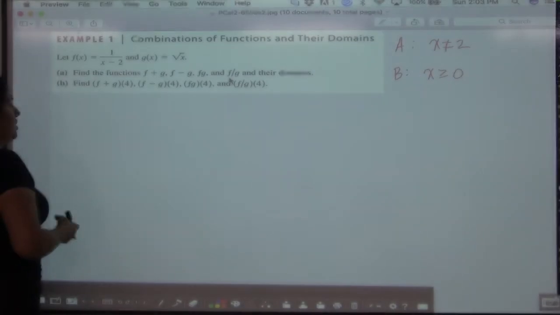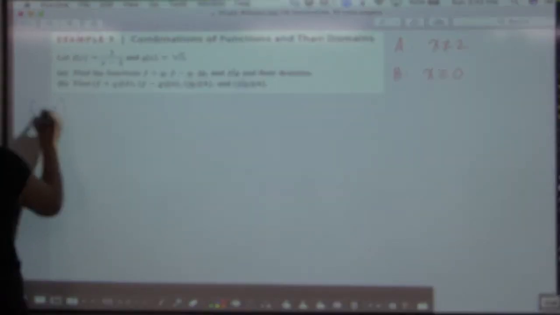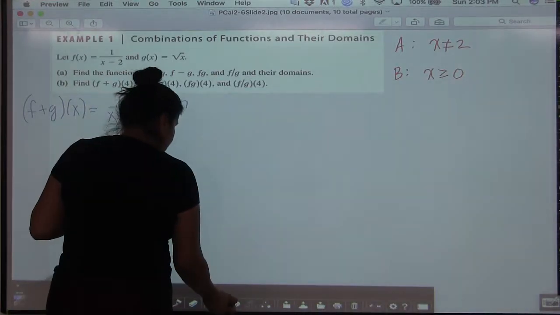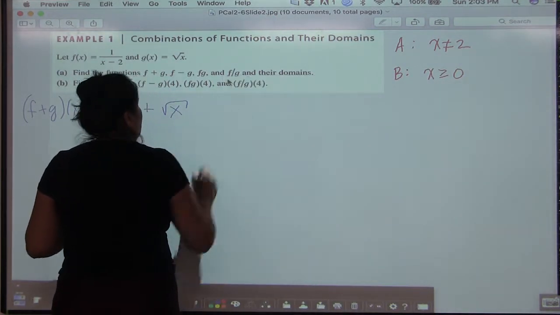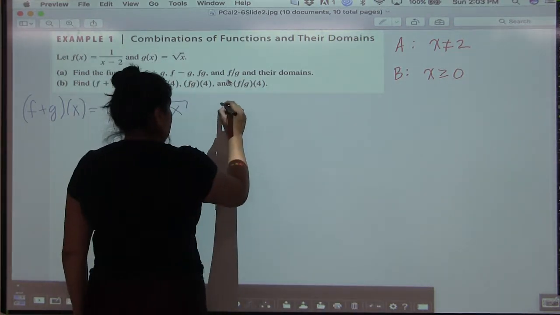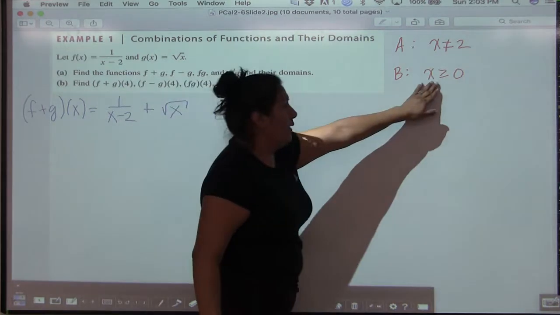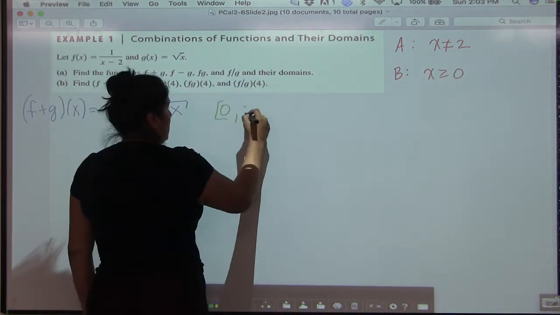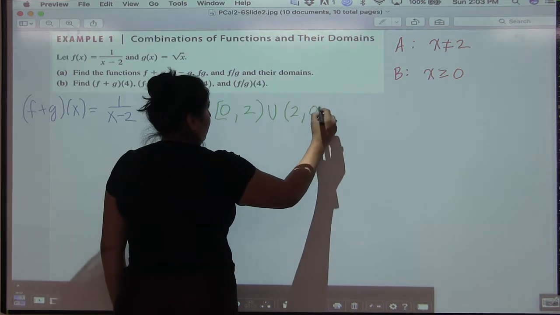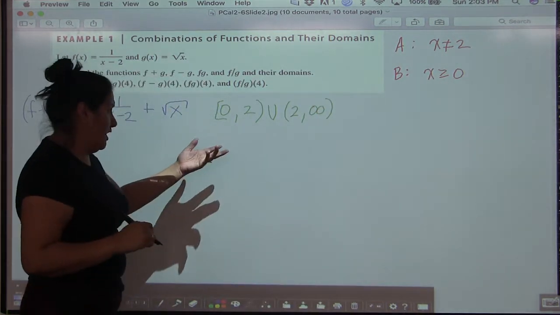It says find the functions f plus g, f minus g, f times g, and f divided by g and their respective domains. So f plus g of x would equal 1 over x minus 2, the f function, plus the square root of x, the g function. And you don't need to simplify that. You can just leave it the way it is. But then as I determine the domain here, I need to take the intersection of these two domains. So basically my intersection is that x can equal 0 because x can be greater than or equal to 0, but I don't want x to be 2, so I put my open parenthesis there. I can't equal 2, and then I'm going to pick up and go from 2 to positive infinity, and this would be the interval notation of the domain.